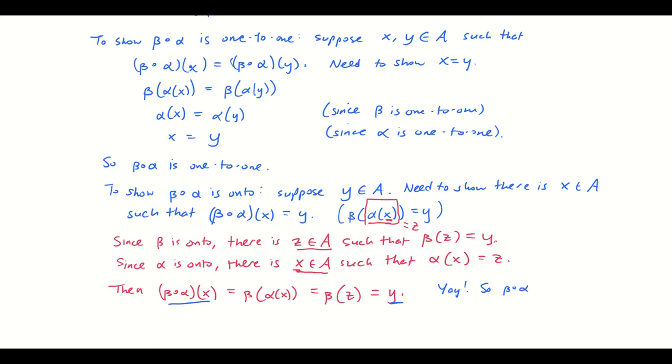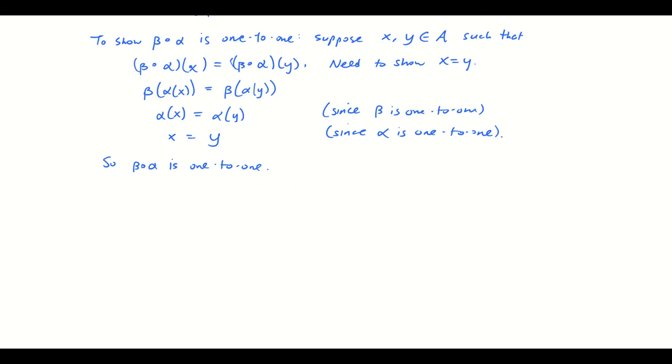So beta compose alpha is onto. Therefore, beta compose alpha is a bijection, because we've shown it's one-to-one and onto. Thus, this set, the symmetric group on A, the set of all bijections of A, is closed under composition. All right, so that's one part of the proof that this is a group.